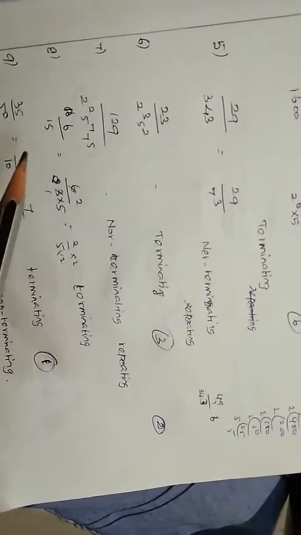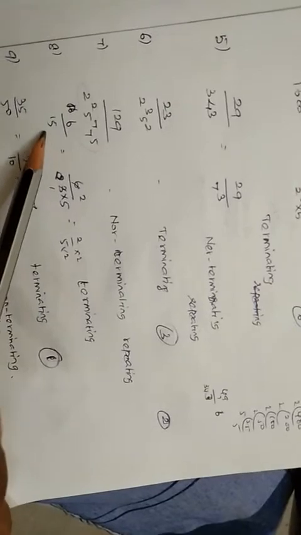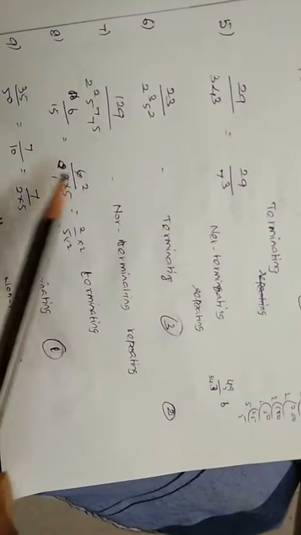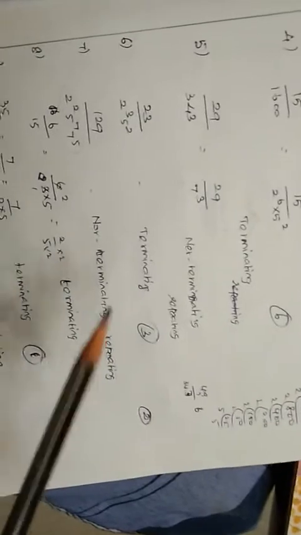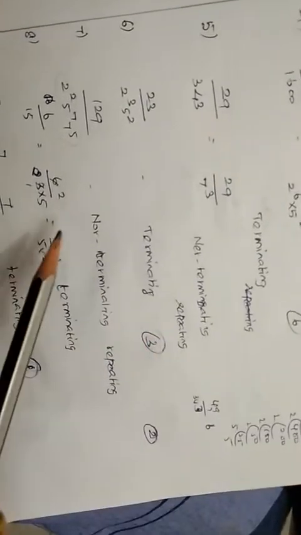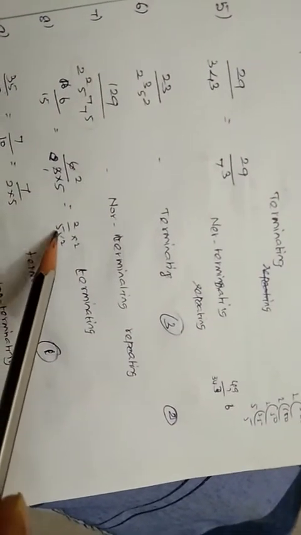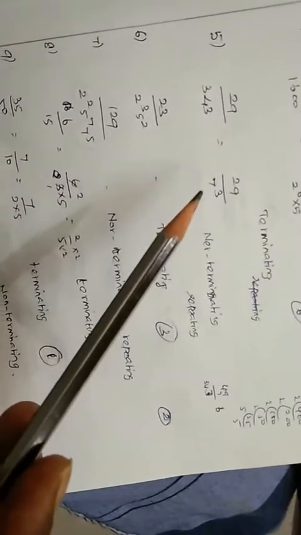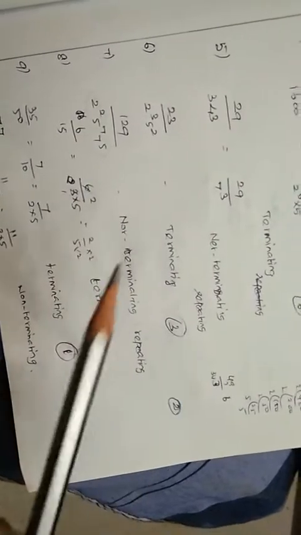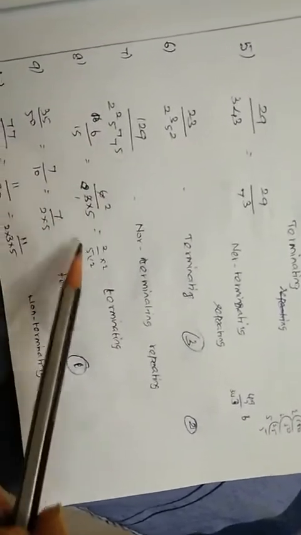And 6 divided by 15. Now think about the numerator 6, denominator factors 3 and 5. You can cancel this 3. We need to write the simplest form, and after that only you need to decide. After cancelling this 3, you have 2 by 5. Now 2 by 5, only factor 5, so it's terminating. If you have a common factor in numerator and denominator, cancel, then check whether the denominator has a number other than 2 and 5, then write your answer.